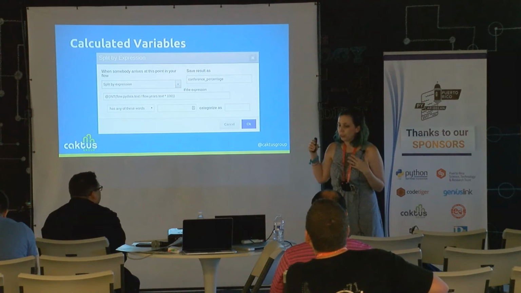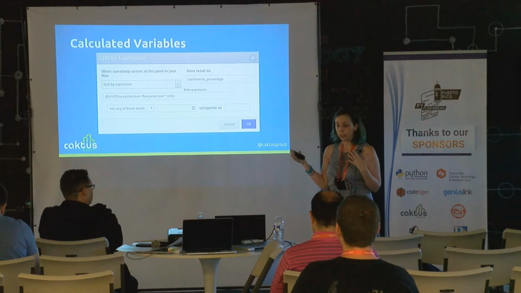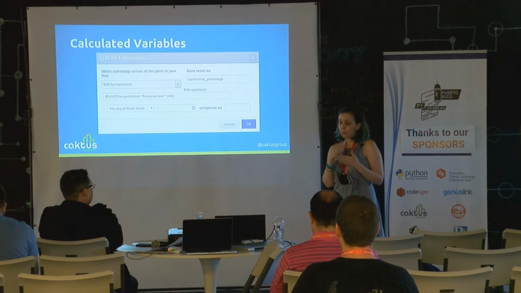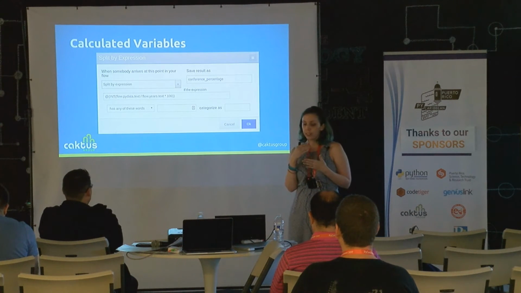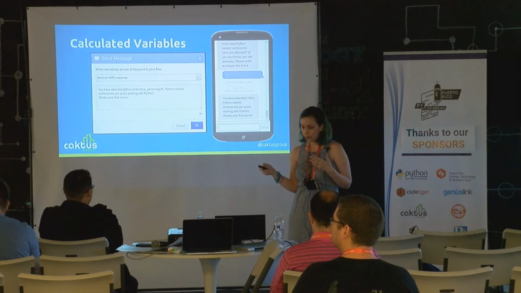And then you can use this functionality called split by expression in order to calculate a variable, which is really cool and useful. So we divided that number of conferences by the number of years and gave you a percentage back.